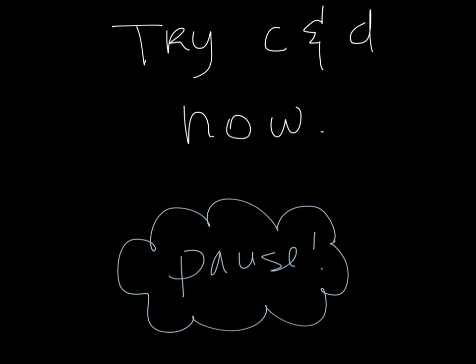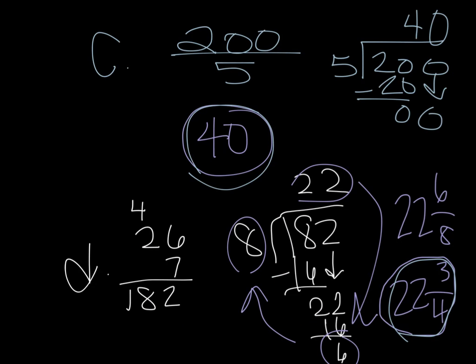Try C and D on your own now. Please pause the video and then push play to check your work. For C, you should have gotten an answer of 40, and for D, you should have got 22 3/4 after simplifying 22 6/8.